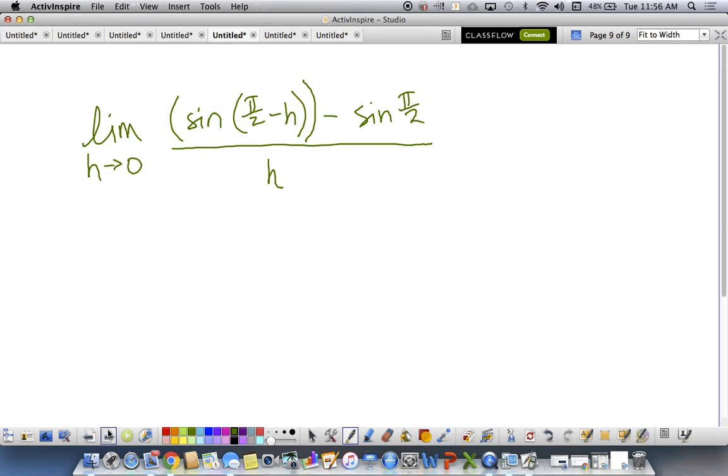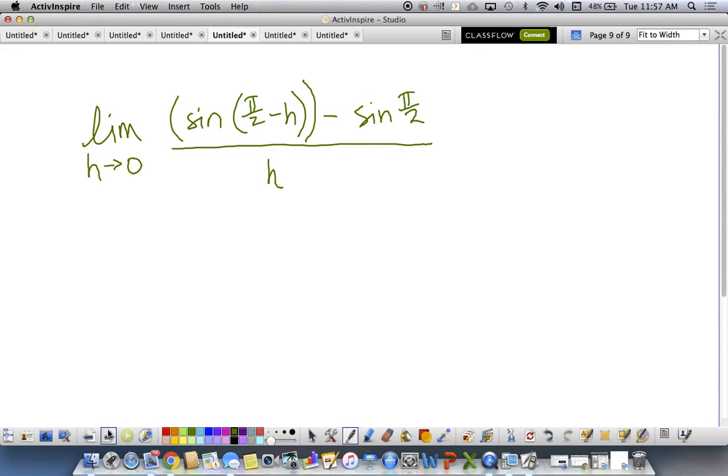The biggest thing with this is looking at it. Do you recognize something with this equation? Isn't it cosine something? Regardless, it's sine pi over 2 minus sine pi over 2 minus h. Can you subtract a sine like that? Can you do that? No.